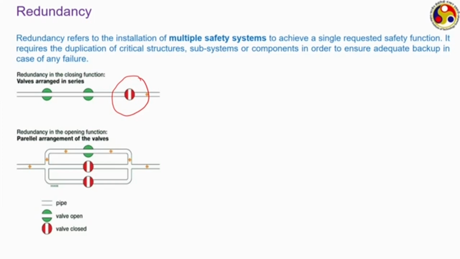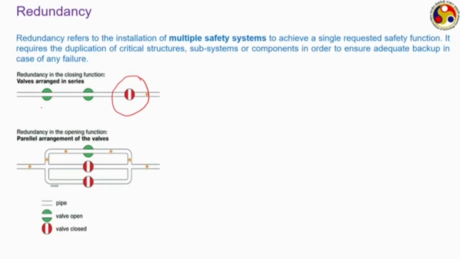If all 3 operate, that is fine, but even if the drive mechanism for the first one and also for the second one fails, we still have a third one. This third valve will operate, or we have to operate this third valve to protect the system.